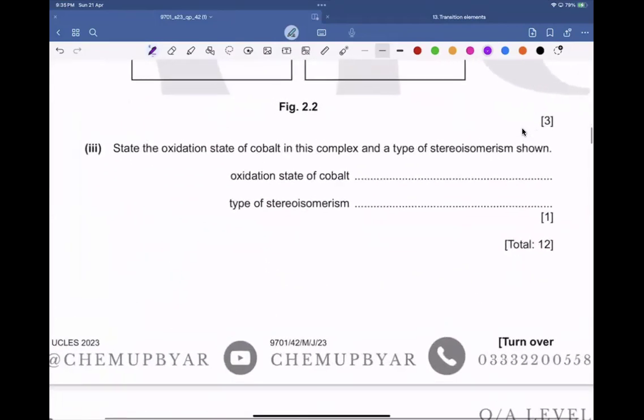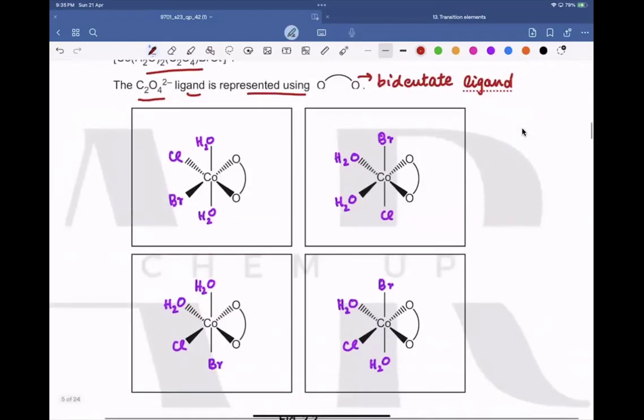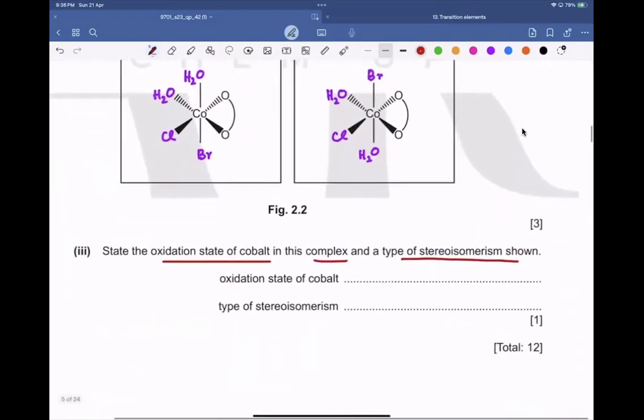Now, in the next part, state the oxidation state of cobalt in this complex and the type of stereoisomerism shown. So the type of stereoisomerism is cis and trans, because the water is at 180 degrees and then 90 degrees. So you can either write cis and trans or you can write geometrical.